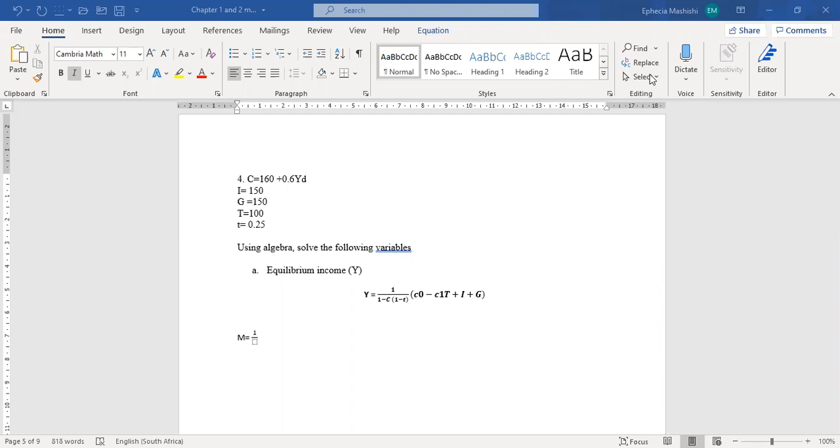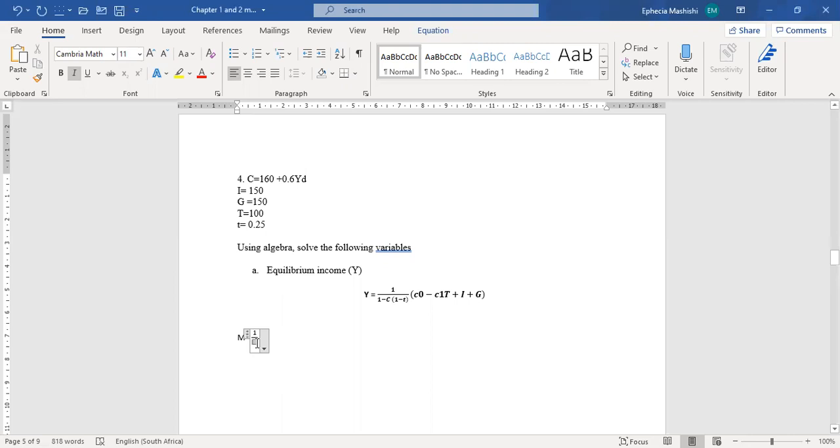Number A, equilibrium income. To calculate equilibrium income, we're going to take our multiplier and multiply it with autonomous spending, also known as the A, which is the part of the demand for goods that doesn't depend on output. We're going to start off by calculating our multiplier.